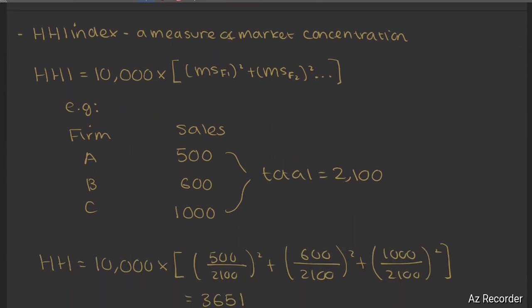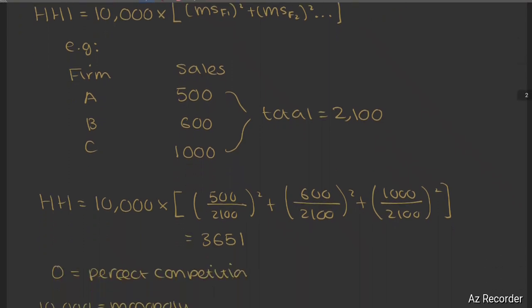So this seems like a complicated formula, but I'll break it down. The HHI is 10,000 times the market share of each firm squared. To find the market share of each firm, we can take the number of sales produced by that firm over total industry sales. So say we've got firm A, which has 500 sales, firm B, which has 600 sales, and firm C, which has 1,000 sales. In total, in the industry, there's 2,100 sales. So to calculate the HHI, 10,000 times firm A's market share, 500 over 2,100 squared, same for firm B, and same for firm C. And we get a HHI of 3651, but what does this mean?